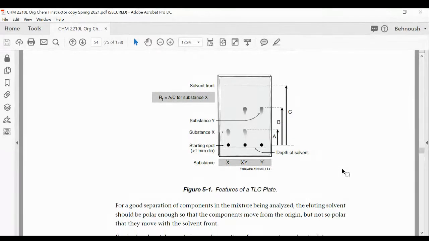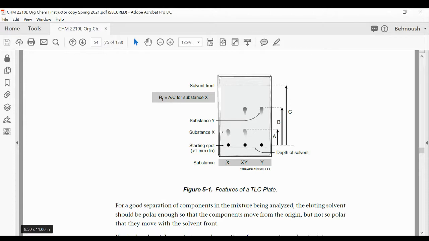There's a question in the pre-lab that says, what happens if the sample runs over the plate? If you forget to stop the development and the solvent goes over the top, what would be the problem with that? You will not get an accurate RF value. We cannot interpret what the compound is.